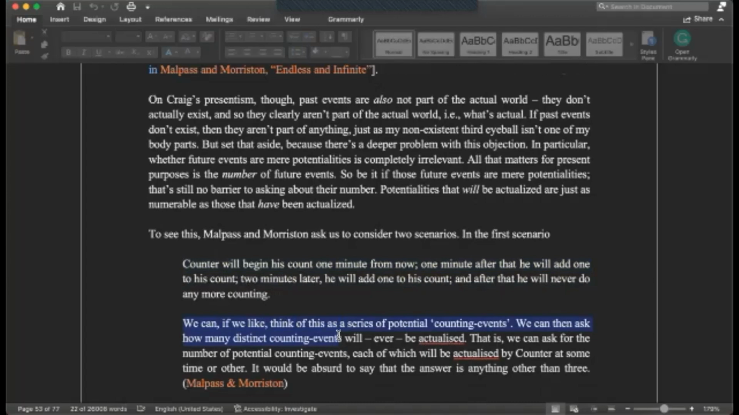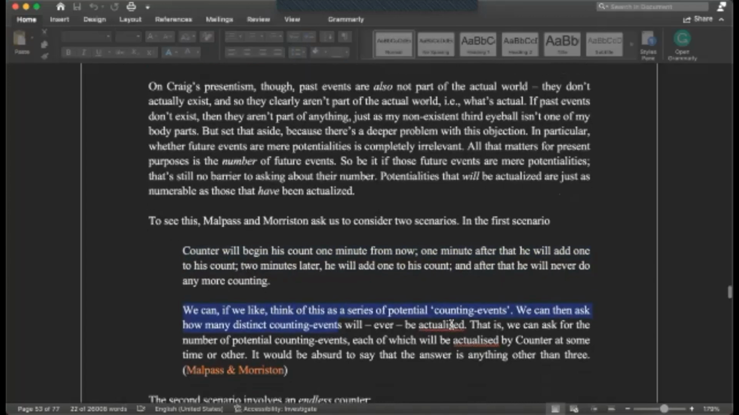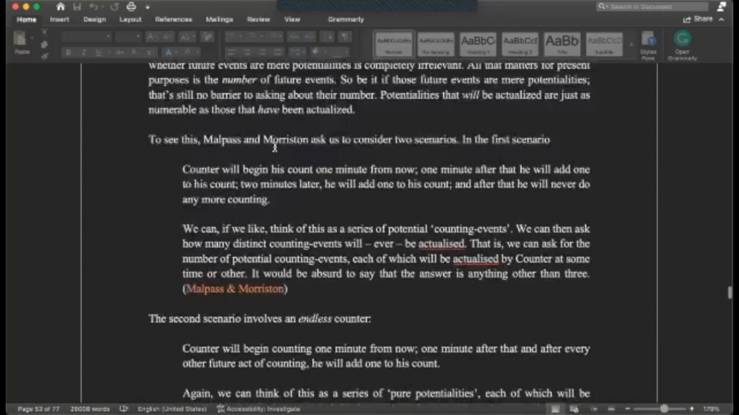And it would be absurd to say that the answer is anything other than 3. The counter is going to begin his count 1 minute from now, and then after that he's going to count another, and then after that he's going to count another. How many potential counting events will there be in this world? Obviously 3. That's the only sensible answer to this. So even if the counting events are mere potentialities, we can still count them. There's still a collection of them. The collection has a number. It's 3. So that's the first scenario.